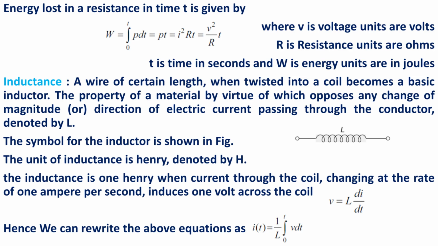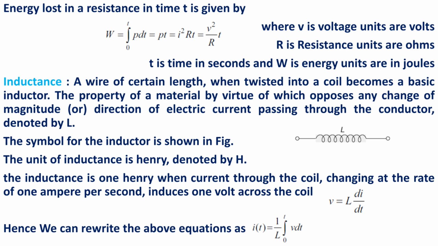Inductance. A wire of certain length, when twisted into a coil, becomes a basic inductor. The property of a material by virtue of which it opposes any change of magnitude or direction of electric current passing through the conductor. It is denoted by L. The symbol for the inductor is as shown in figure.